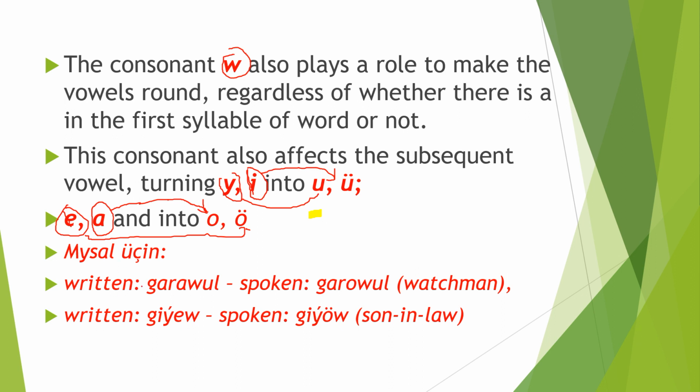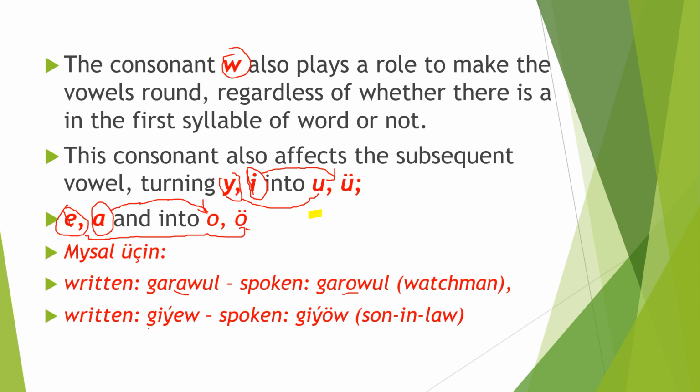For example, written qaravul. This is watchman. This is the written form, qaravul. But when we say it, we say qaravul, with O. So as you can see, this becomes O. Why? Because of this V. We say qaravul, not qaravul. And as I said when we studied consonants, this V is not V, it's a W.